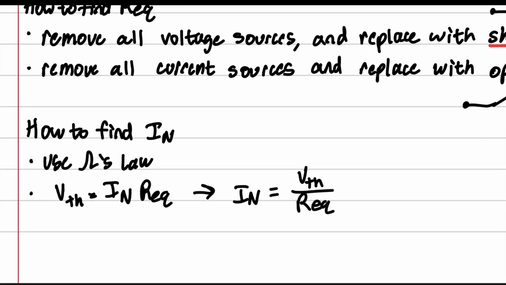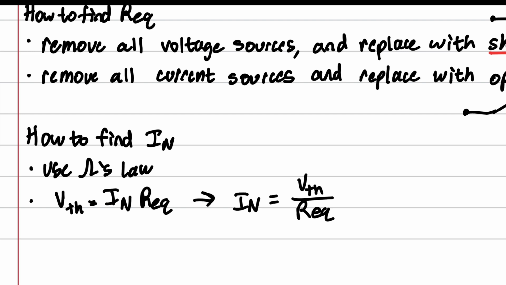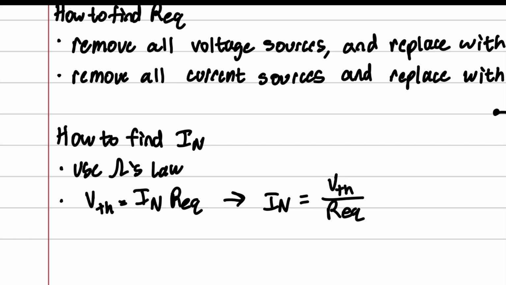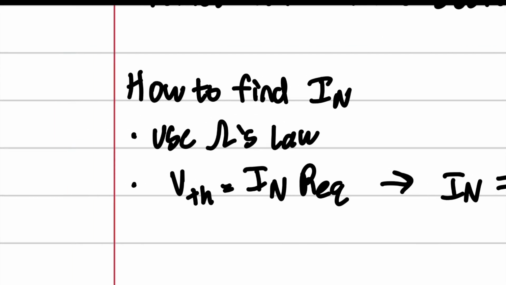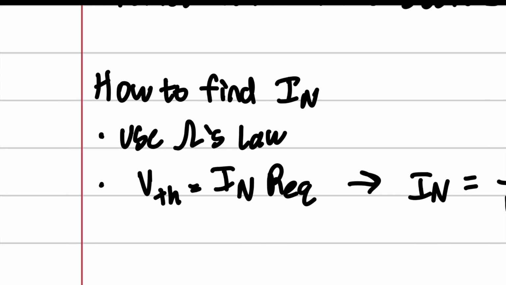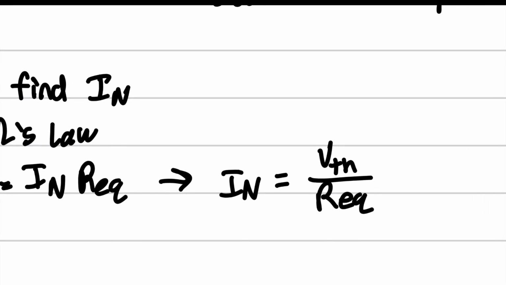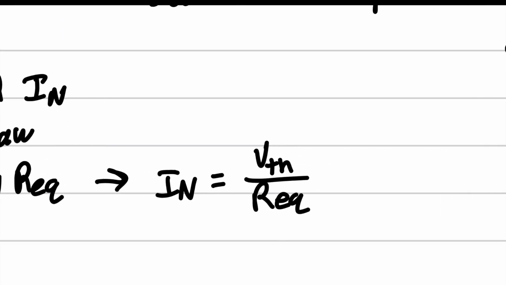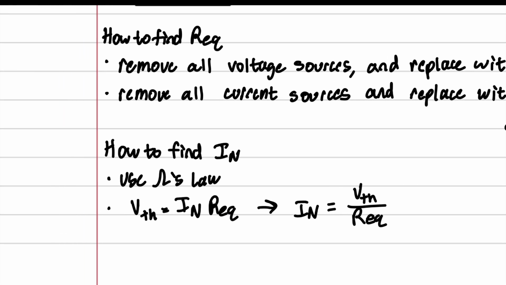And then to find I Norton, or current Norton, you're just going to use Ohm's law. And we're going to get that V Thevenin is equal to I Norton times the R equivalent, and I Norton is equal to V Thevenin over R equivalent.